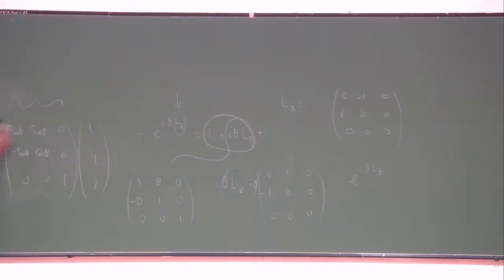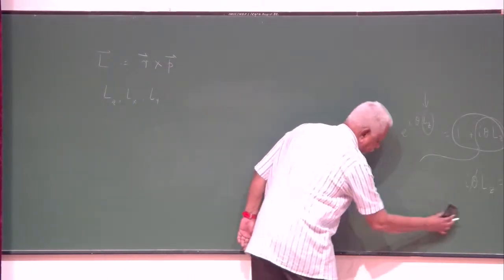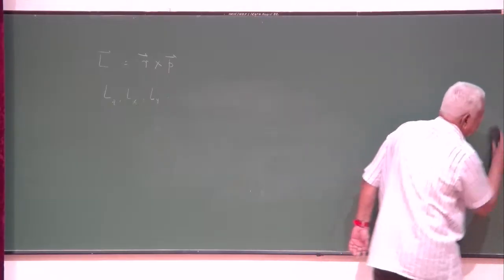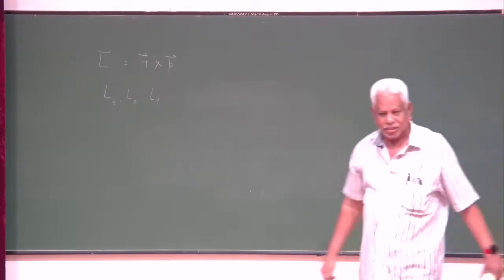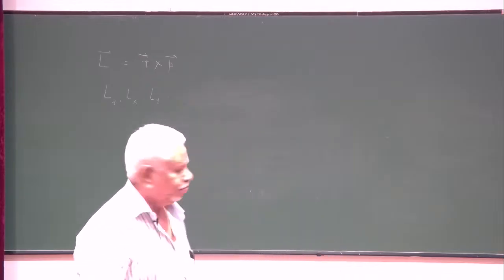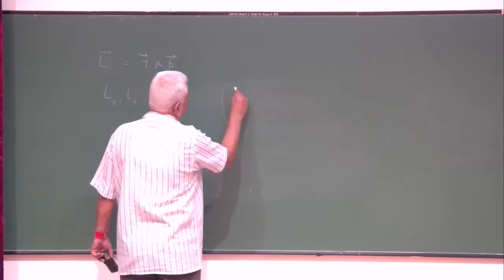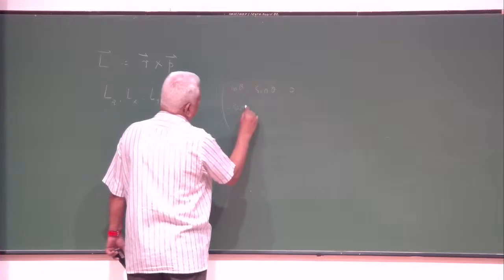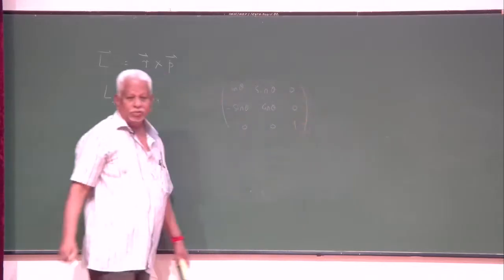So, I told you what is Lz. Similarly, I can work out what is Lx, and I can work out what is Ly by considering the same kind of matrices which I wrote. I wrote cos theta, sin theta, 0, minus sin theta, cos theta, 0, 0, 0, 1. This is the Lz part which I wrote.